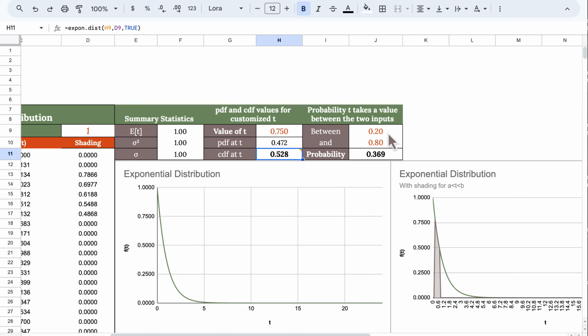Or if we asked you, what's the likelihood that you're going to have to wait anywhere between half an hour and an hour and a half? Well, there is a 0.383 chance that you are going to have to wait somewhere between half an hour and an hour and a half. So that's how this tool works for you.